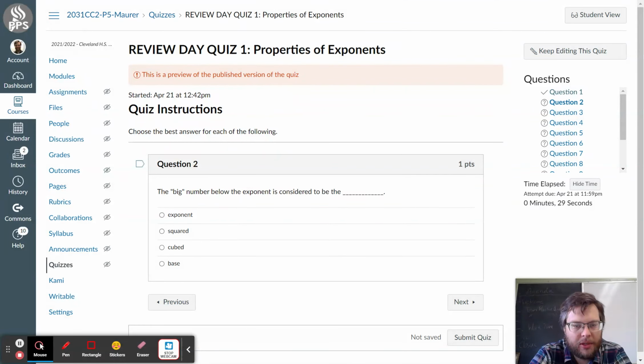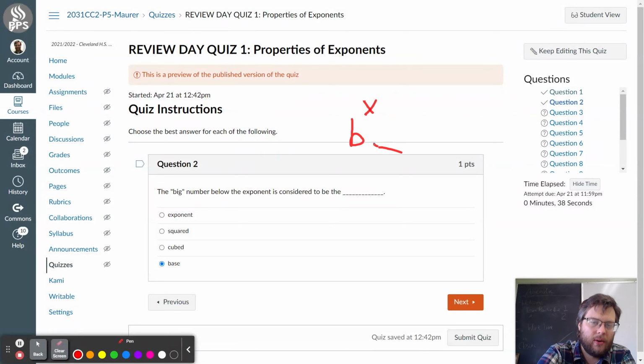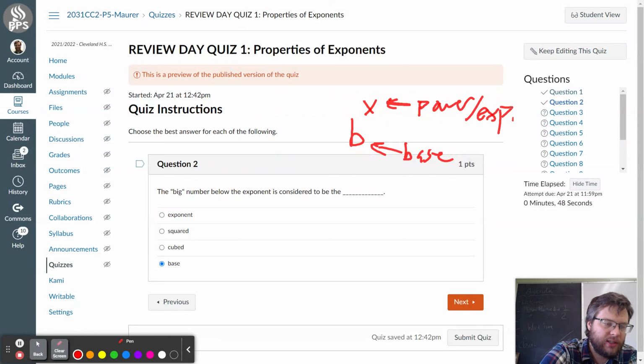The big number below the exponent is considered to be the base. Okay, so we always have a base raised to a power. Base, and then the top one you can call a power, or you can call it an exponent. This is just a little bit of vocab practice. Nothing too exciting there.